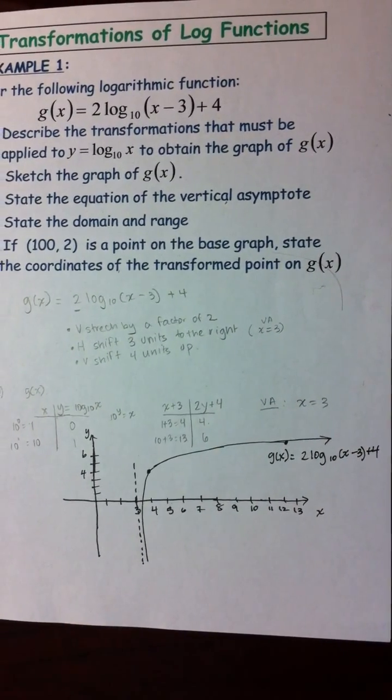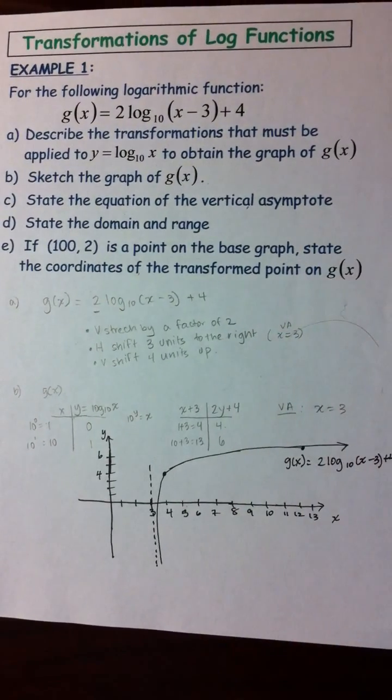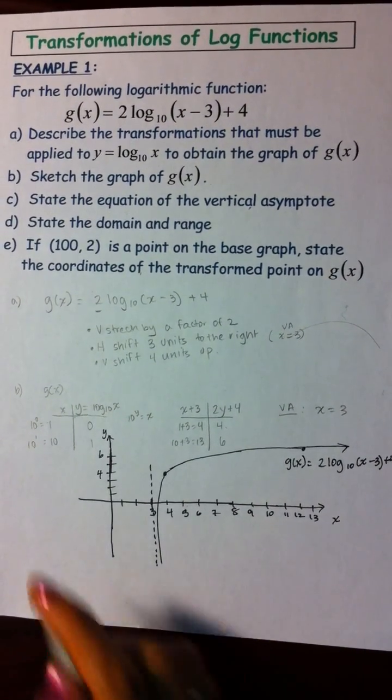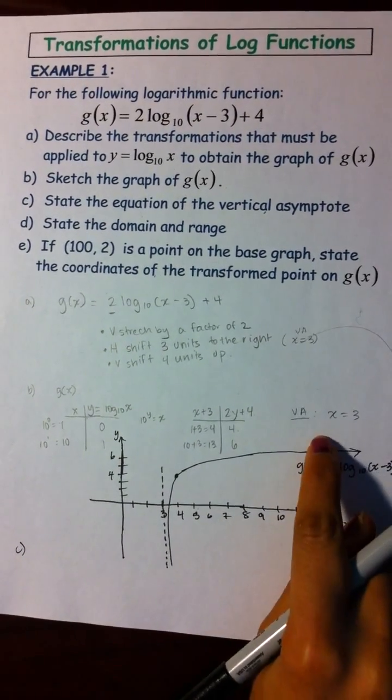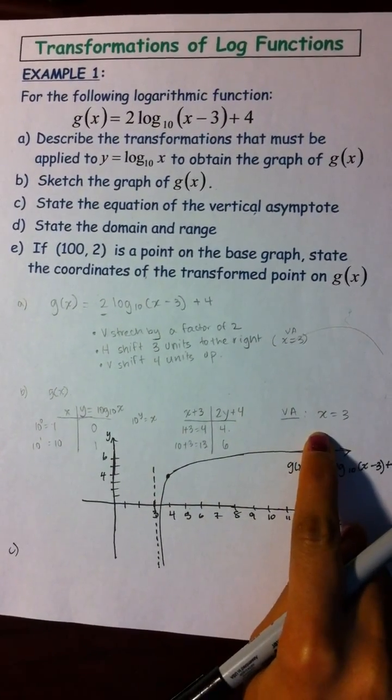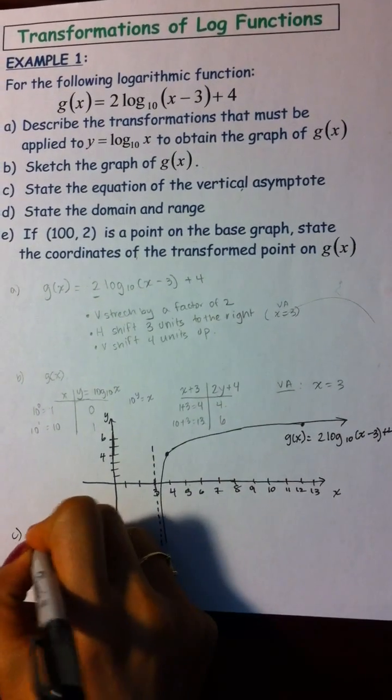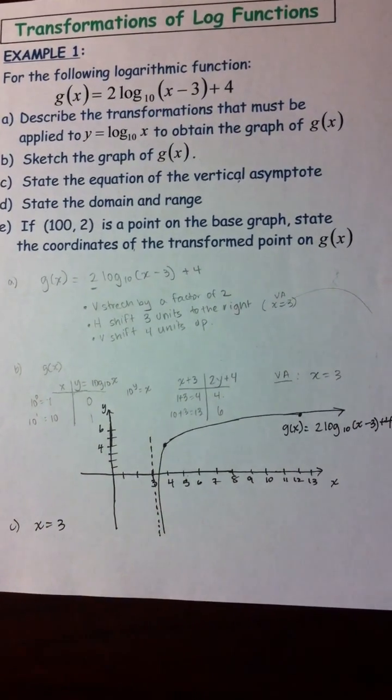Alright, great. So now that's completed. We're just going to carry on and complete some of the other parts of the question. So part C says, state the equation of the vertical asymptote, and we did that several times in part A and B, and we're just going to go ahead and formally write it right now. That's the equation of the vertical asymptote.